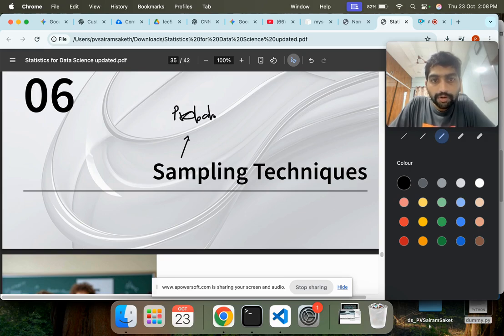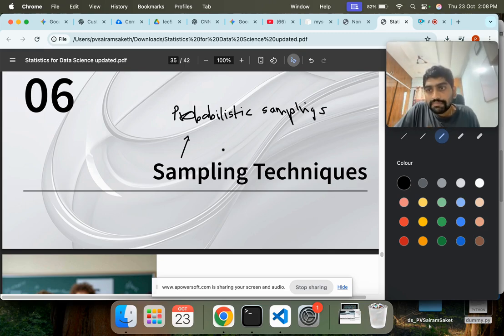So, what is probabilistic sampling? Probabilistic sampling means these are the samplings that are based upon the probability of occurrence. This comes under probability sampling. So what does this mean? Here the concept of probability plays a very important role.